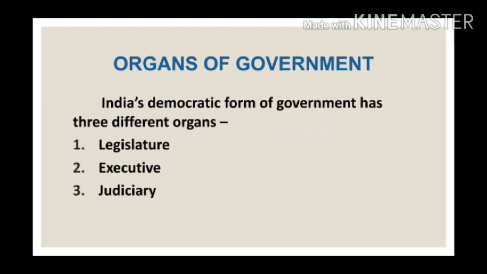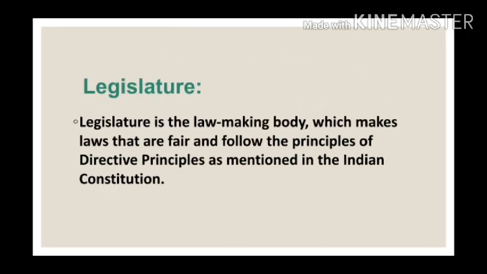India's democratic form of government has three different organs: legislature, executive, judiciary. So, what is legislature? Legislature is the law making body which makes laws that are fair and follow the principles of directive principles as mentioned in the Indian Constitution.